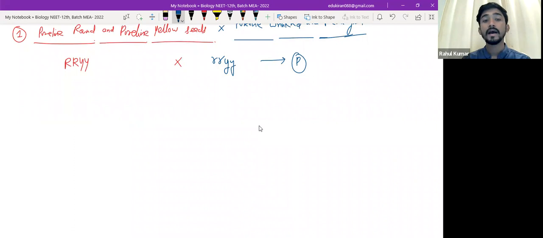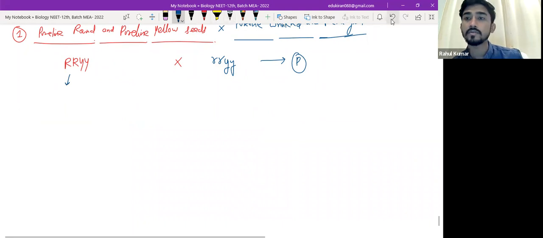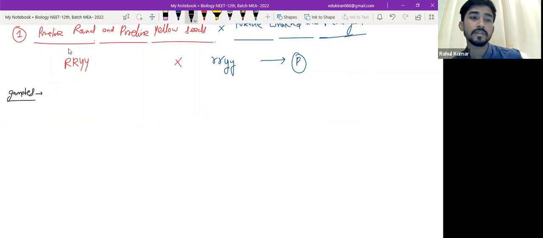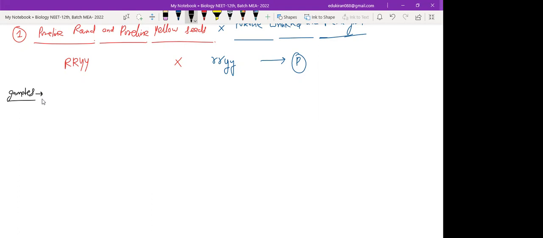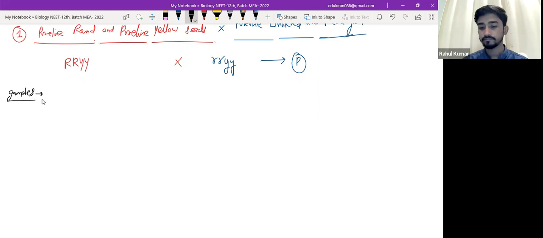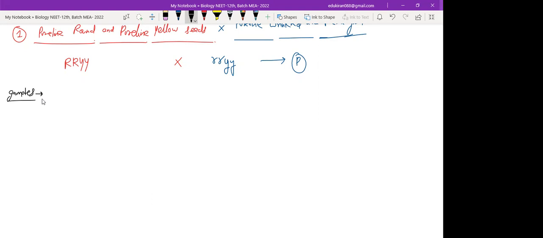First tell me how many gametes. To do this, you have to tell me. First step is, oh sorry, I'll use a neutral color now. What are the gametes possible? How many different types of gametes are possible from this genotype? 4. Which one? R, R, Y, Y. Capital R.